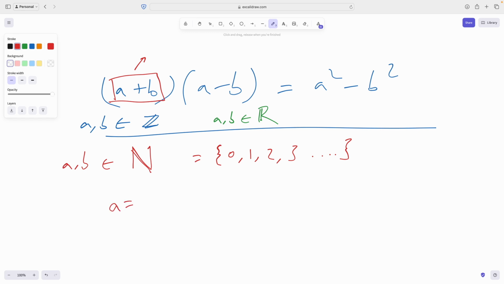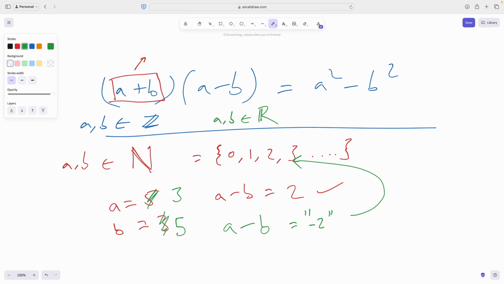So let's say A equals 5 and B equals 3. Then we've got A minus B equals 2. That's fine. Let's do that the other way around. Let's say A equals 3 and B equals 5. Then we've got A minus B equals 3 minus 5. Well, we want to say it's minus 2, but actually minus 2 is not in the set of natural numbers. The natural numbers are only 0, 1, 2, 3 upwards. There are no negative numbers. So that's the problem.